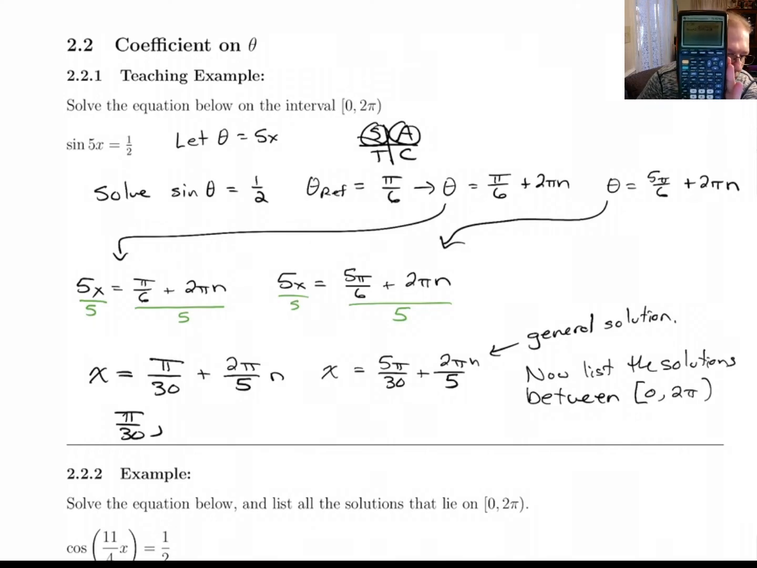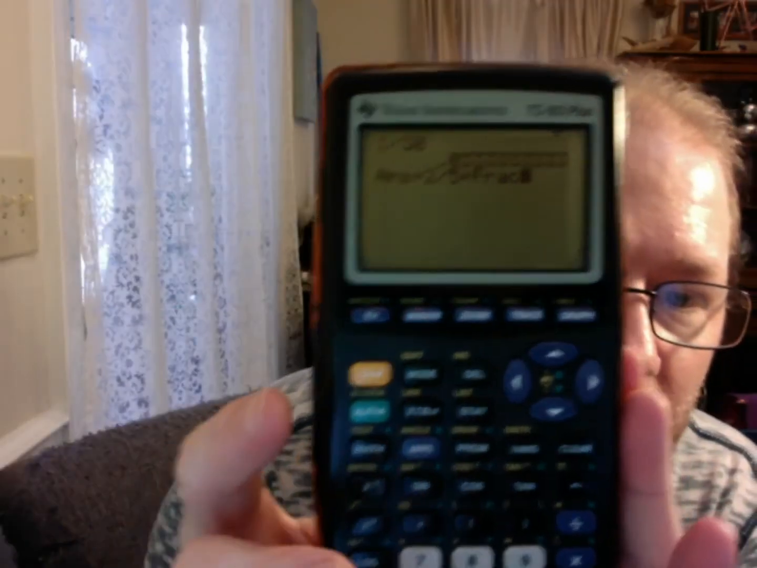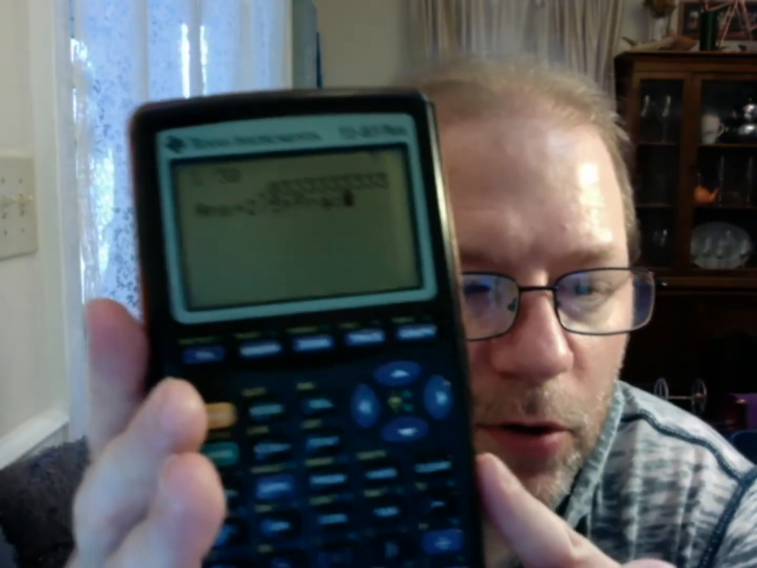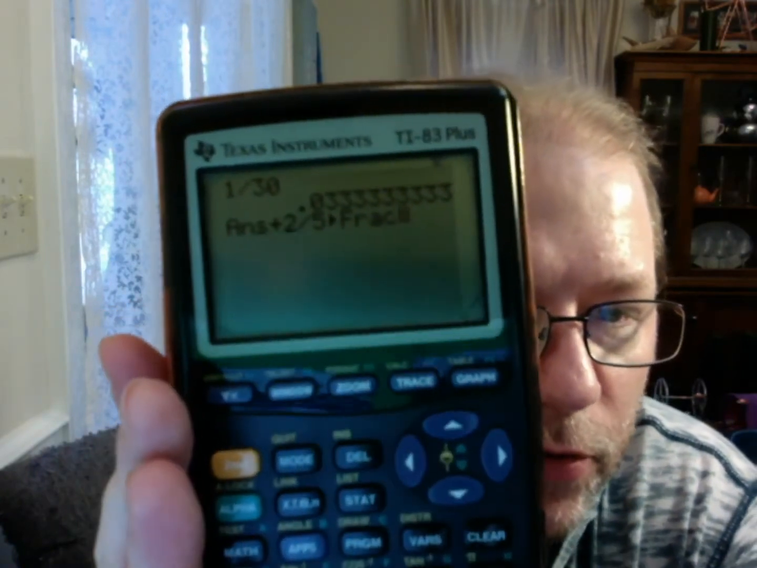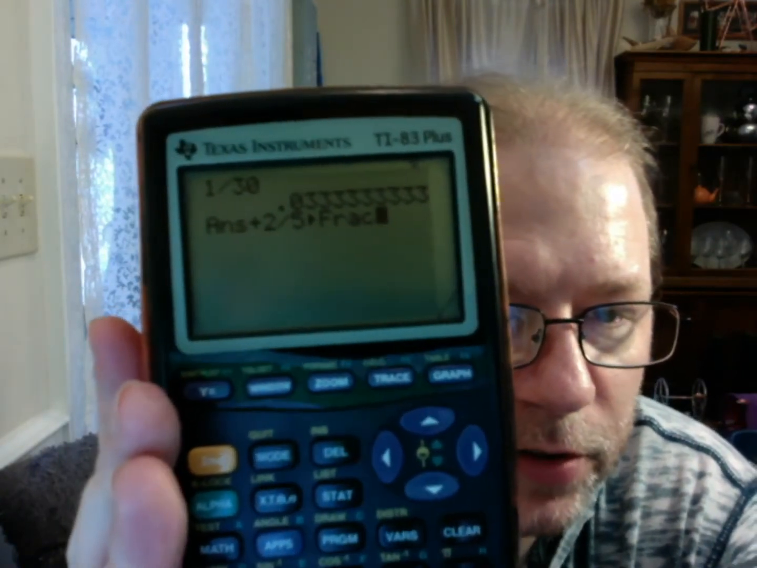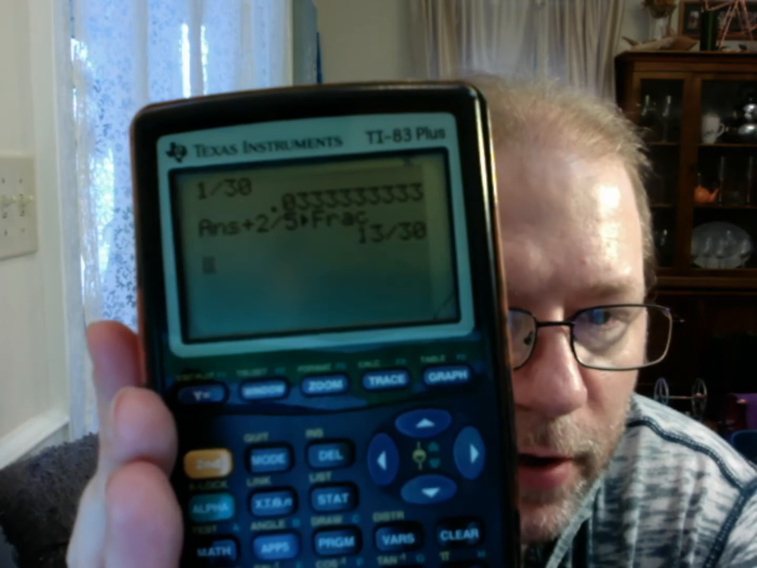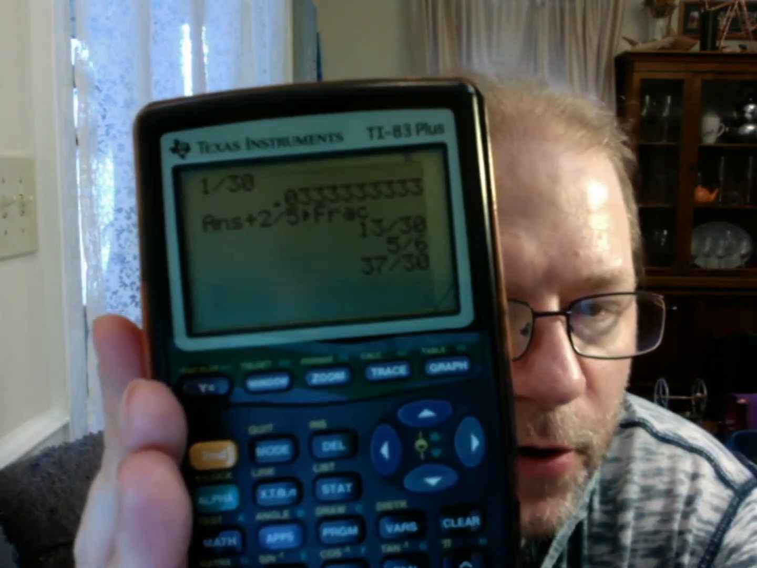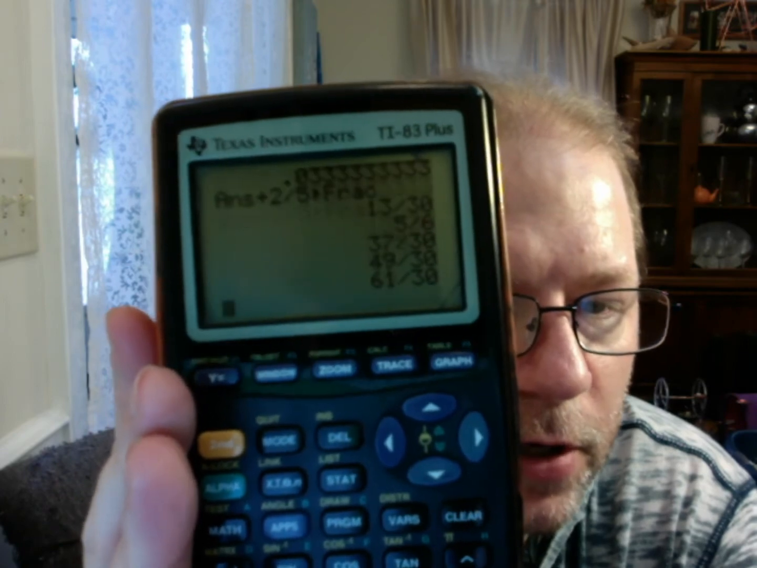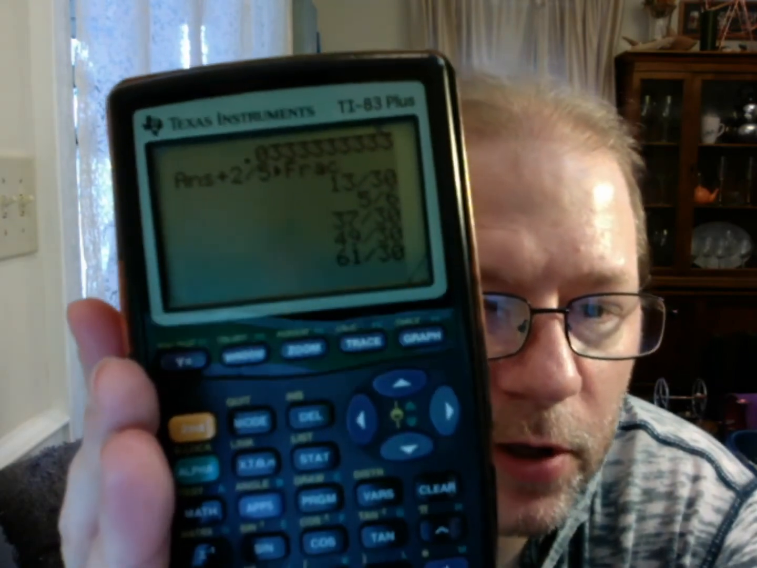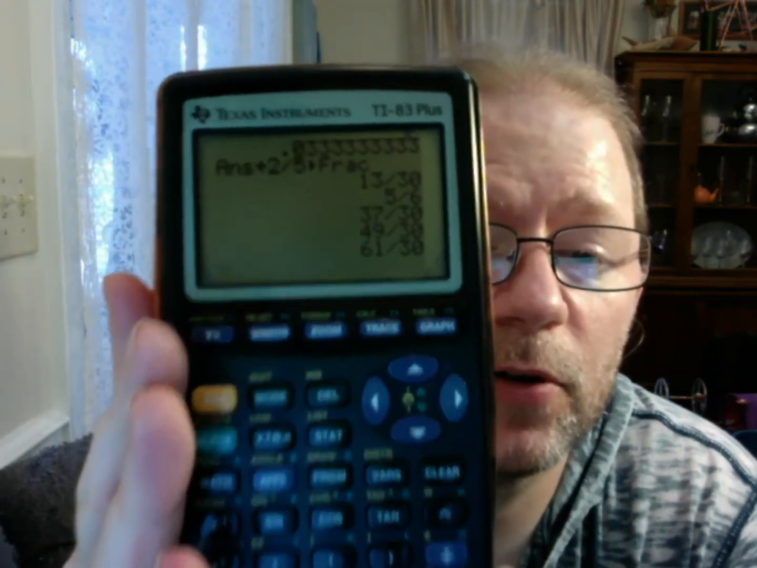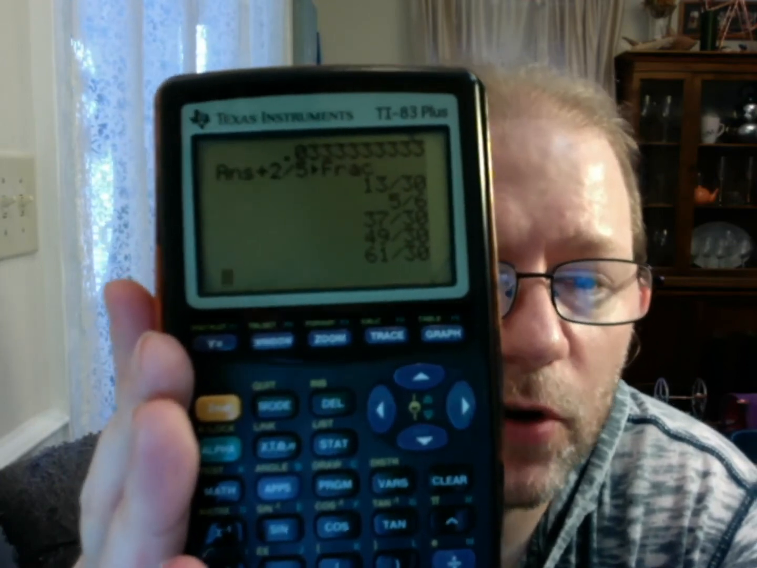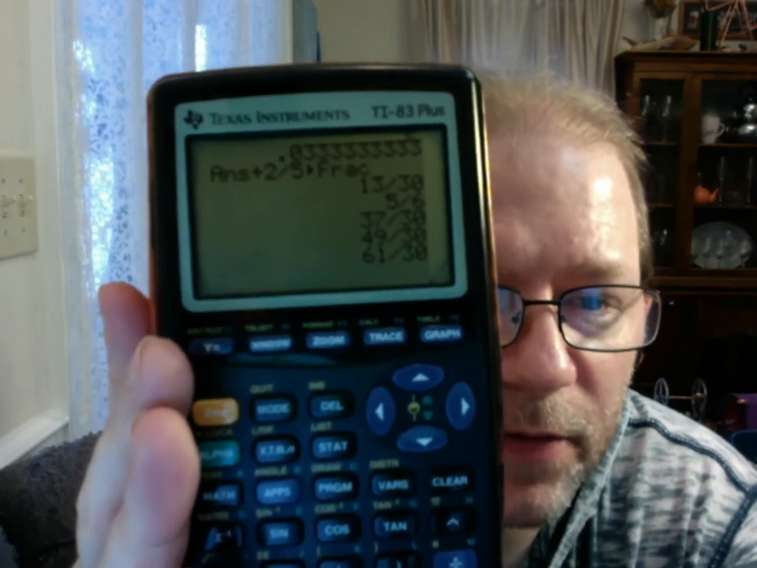So let me pull this back up. Notice how I've got that answer plus 2/5, convert to fraction. So we get 13 over 30, 5 over 6, 37 over 30, 49 over 30, and then 61 over 30. Now 61 over 30 is bigger than 2. So these are all my coefficients for pi for my solutions.